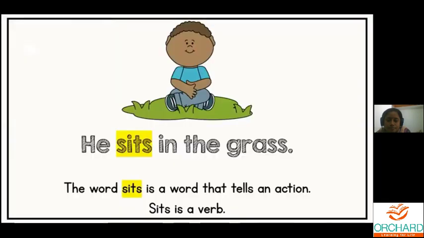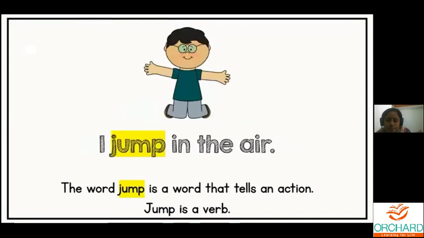He sits in the grass. The word sits is a word that tells an action. Sits is a verb. I jump in the air. The word jump is a word that tells an action. Jump is a verb.